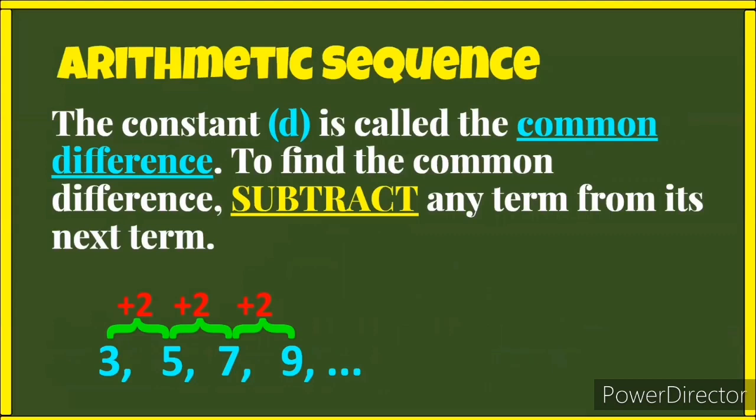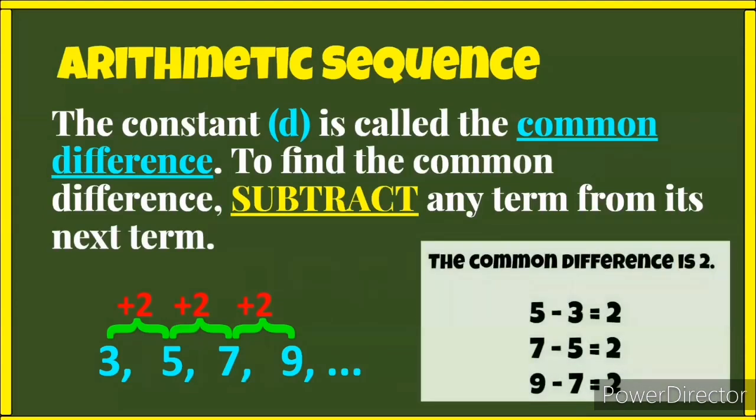The constant d is called the common difference. To find the common difference, we subtract any term from its next term. Meaning, we have 3 and 5. All you have to do is subtract 5 minus 3. Here are the terms. 5 minus 3, 2. 7 minus 5, 2. 9 minus 7 equals 2. We have to subtract consecutive terms to get the common difference. Note that the difference must be the same for all terms.